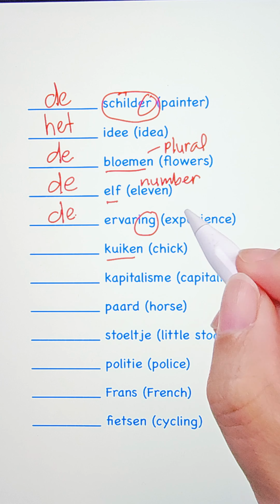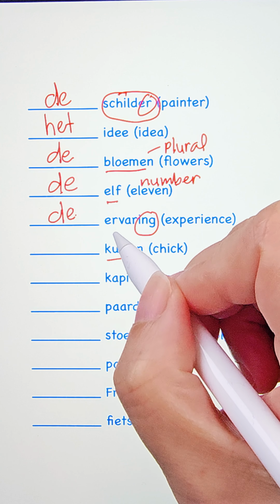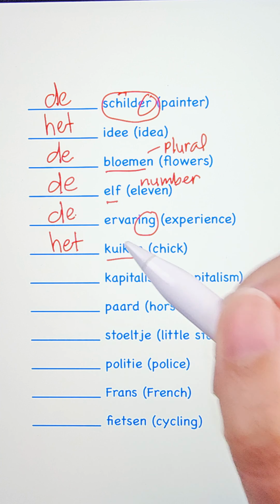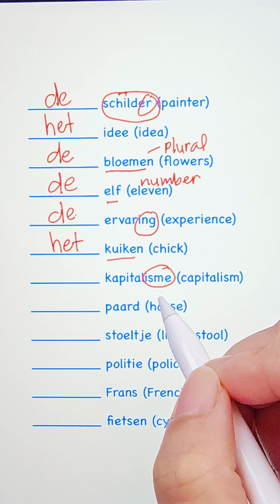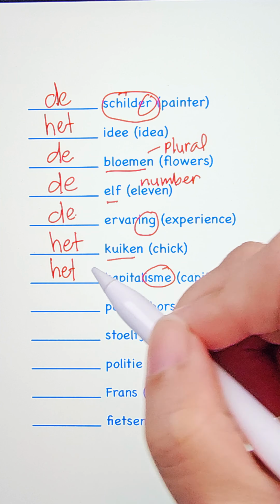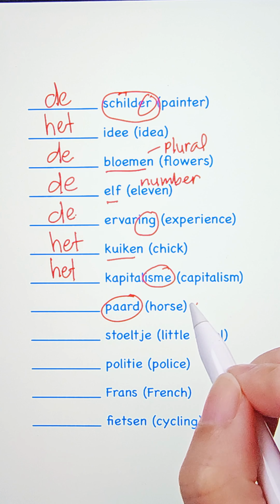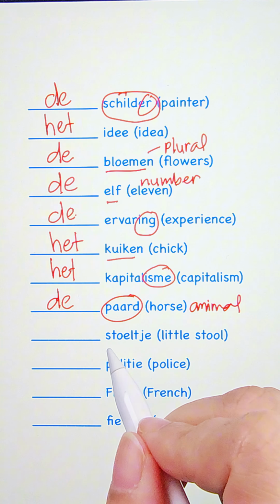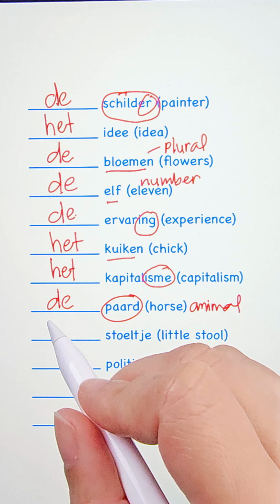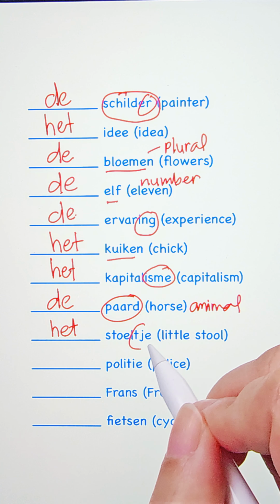Kuiken, young animal, it's something cute, so you use "het". Capitalisme, it ends with -isme. We use what? Het. Paard. Paard is an adult animal, so we use what? "De". Stoeltje. Het stoeltje. Why? Because it ends in -tje.